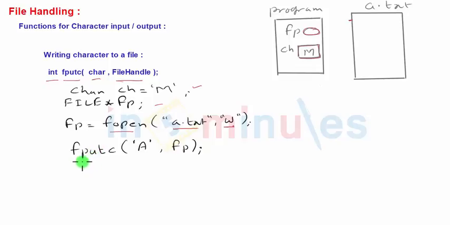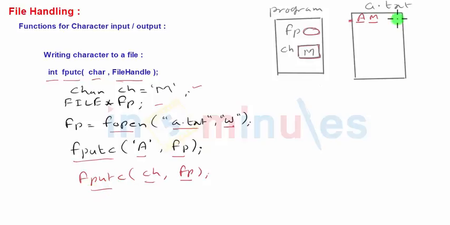Then we said fputc, that is write a character a to fp. So the cursor jumps into the file and writes a into the next location. If I want to write one more character, obviously I have to run the command again. I can write fputc in brackets ch, fp. Now I want to write this ch, that is m, into fp. The cursor will automatically jump to the next character and write that m into the next empty location.